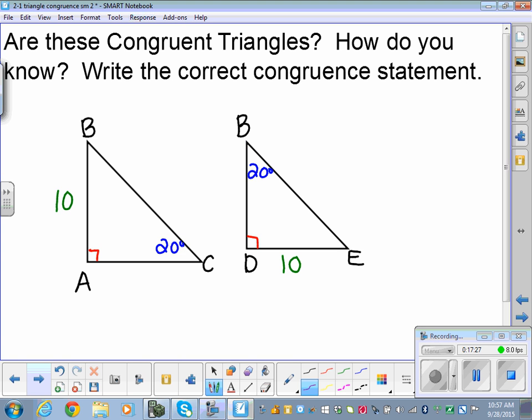All right, guys, so now we're going to go ahead and take this a little bit further. Because if you decide that two triangles are congruent, then there is a correct congruent statement that we have to set up. That's the hardest part of these, setting up a true congruent statement. So let's look at our first example here. First of all, we have to decide, are these triangles congruent? If they are, how do you know? And then we have to set up a correct congruent statement. So now understand this.